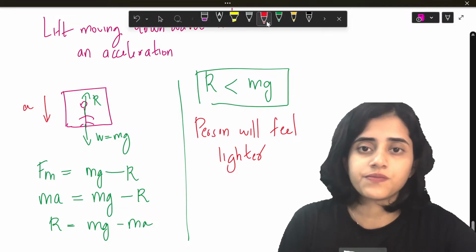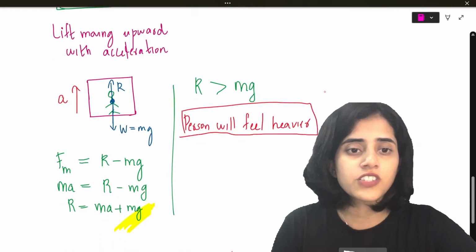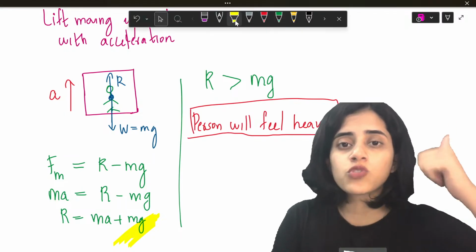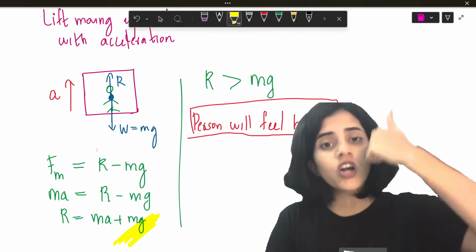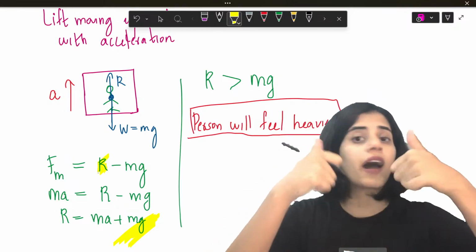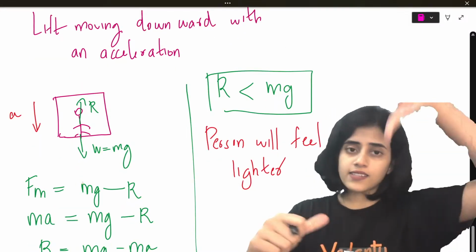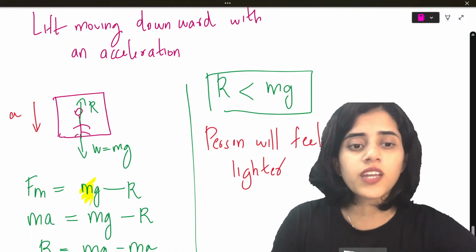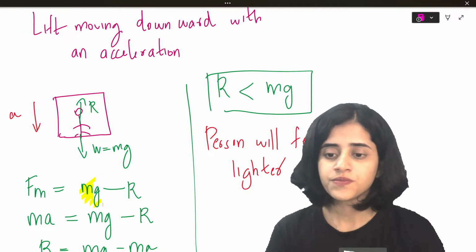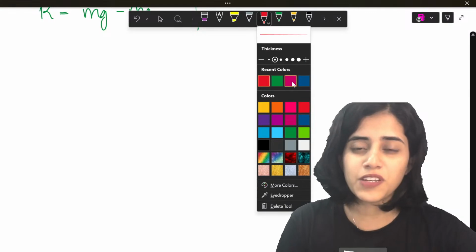Next case. So the only difference between this derivation and the previous derivation is the term that you took first. Here the lift was going up, so the force along the upward direction is R. Acceleration and R are in the same direction, so you take R first. Here the lift is going down, so acceleration and mg are in the same direction, so you take mg first. Alright.